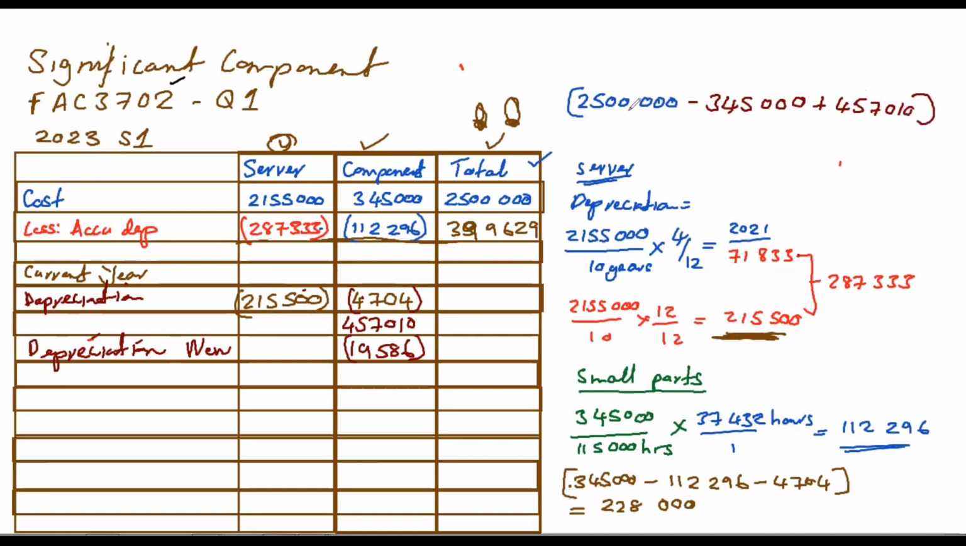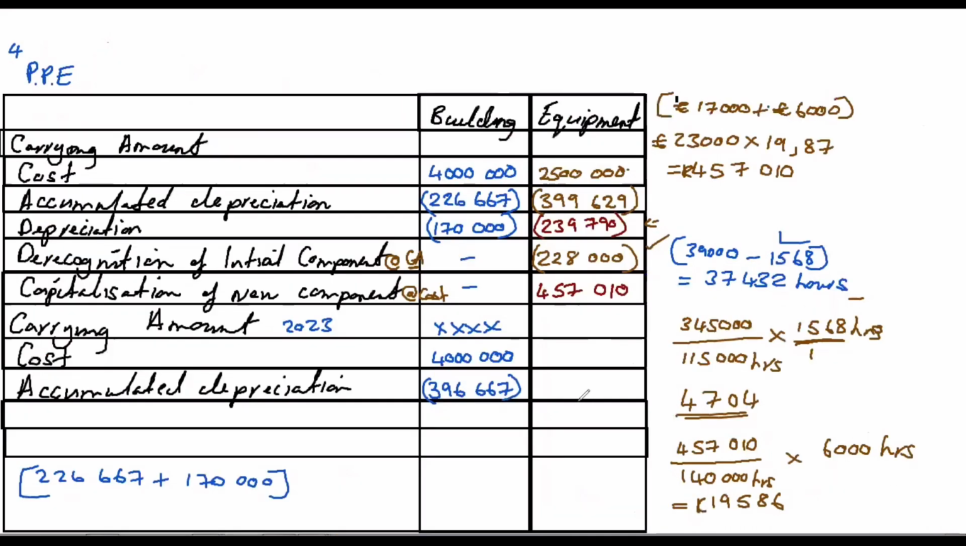Remember, this was forming part of this. You remember we said that. Now remove it and then add the new one. How much do you get? 2,612,010. Right, that is the new cost. That's the time where you see cost changing. 2,612,010. All right, gone.